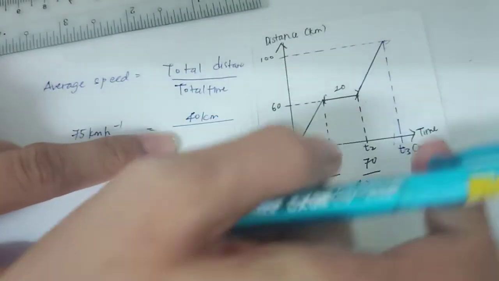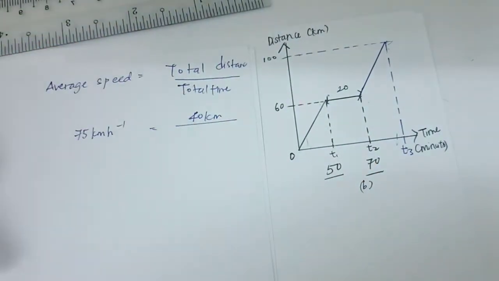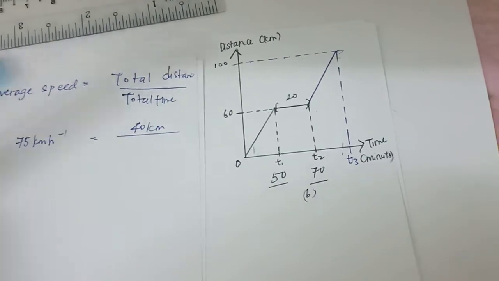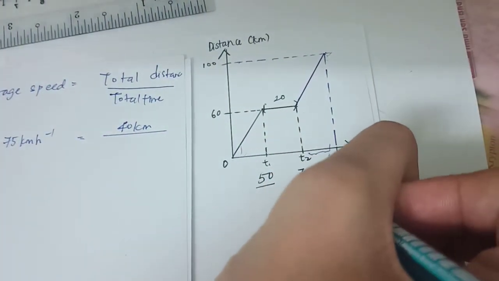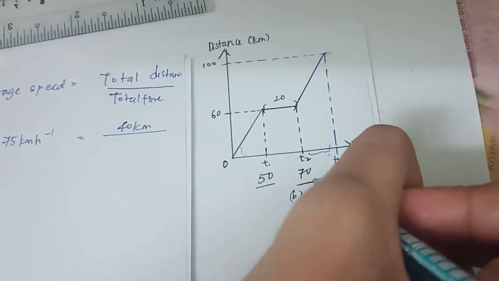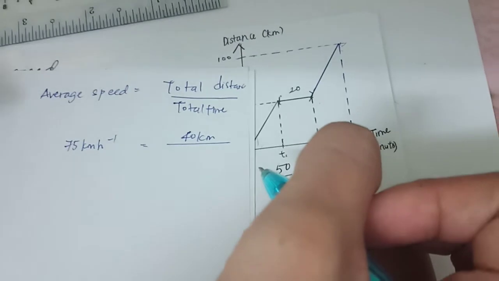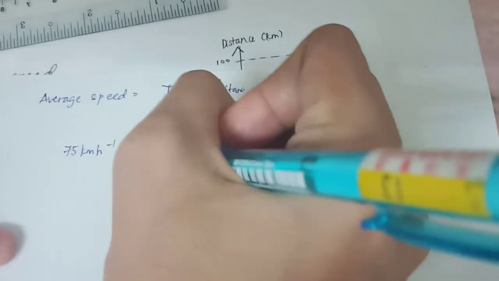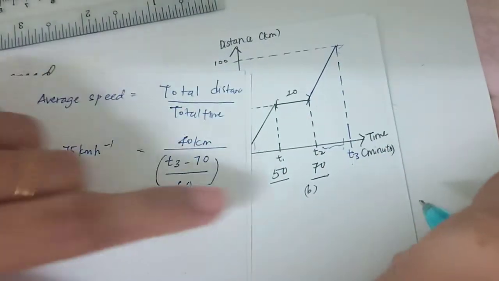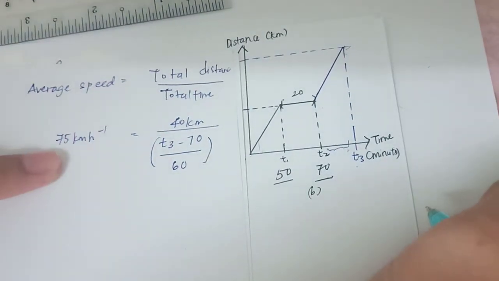And then time. So total time, we don't know. But we know that the time here would be T3 minus 70. Okay, T3 minus 70. So T3 minus 70 over 60. Okay, again, why over 60? Because the unit here is in minutes, and here we have in hour.